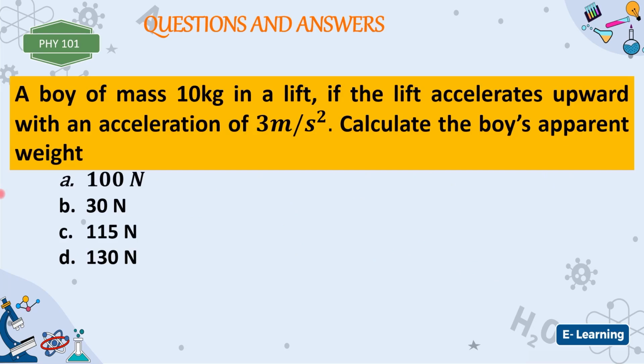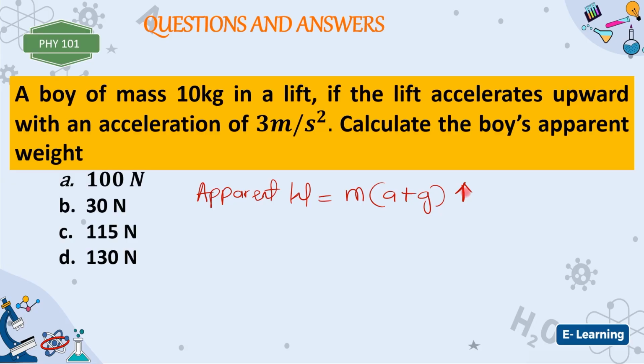Now, the next. It says a boy of mass 10 kg in a lift. If the lift accelerates upward with an acceleration of 3 meters per second square, calculate the boy's apparent weight. Now, apparent weight, when the lift goes upward, we are taught that the apparent weight will be m bracket a plus g. That is when the lift moves upward. If it moves downward, it will be equal to what?